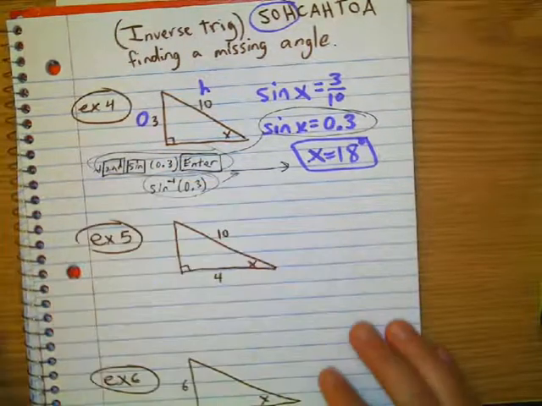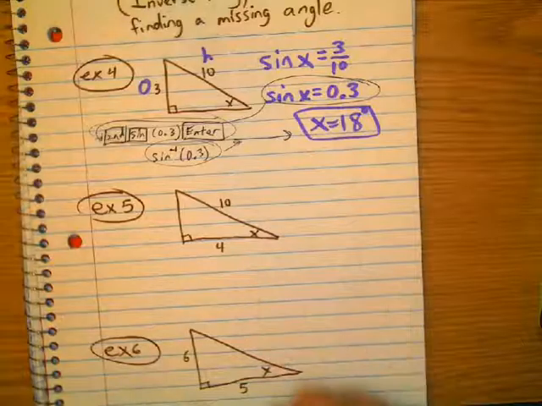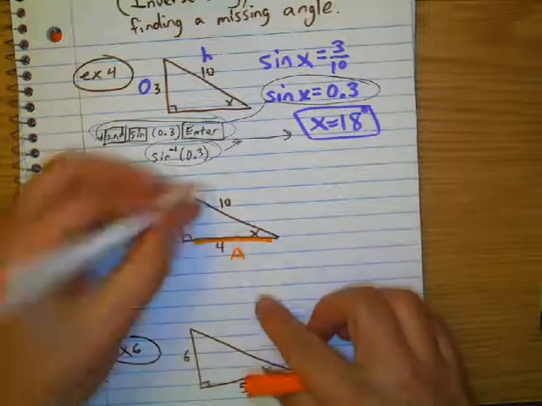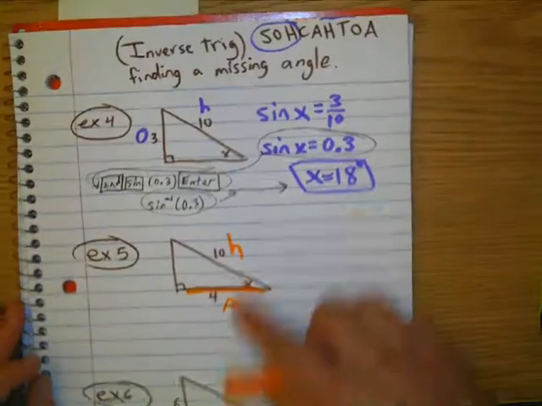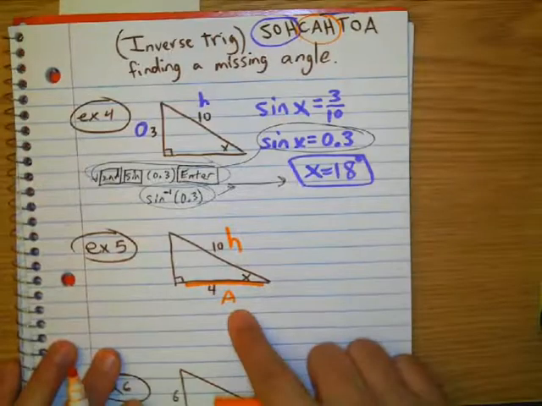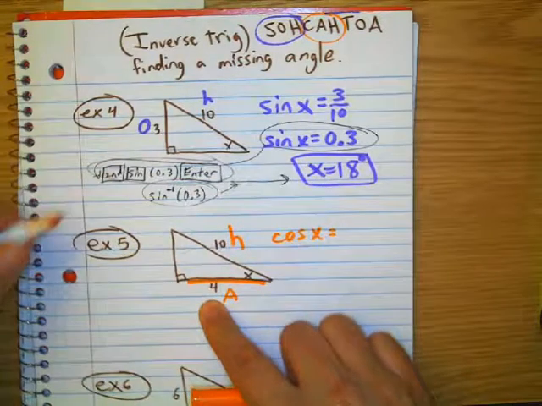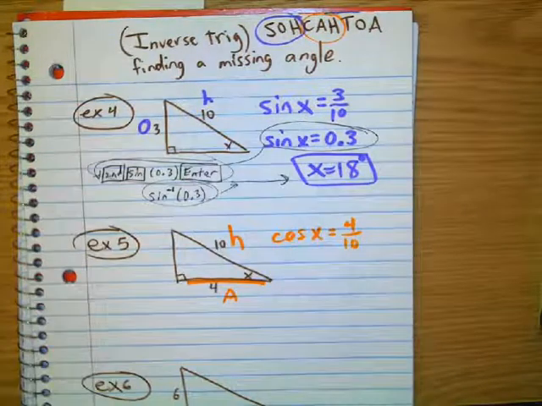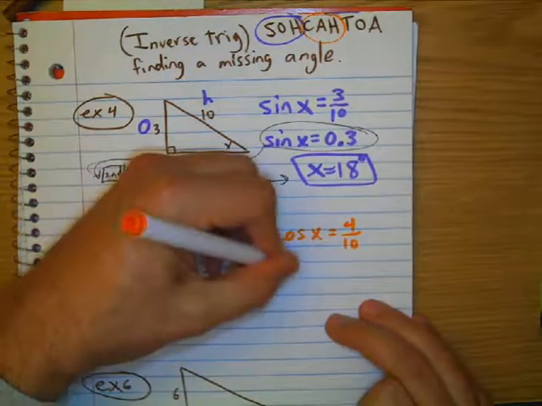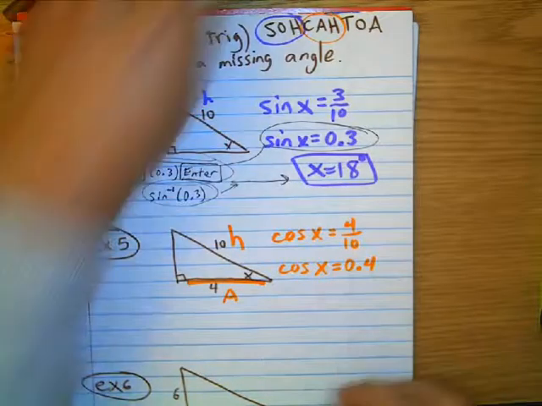Okay. Now let's look at the next one here. We've got this is touching the angle here, so this is adjacent. This is across from the square, it's hypotenuse. So when we have adjacent and hypotenuse, we're going to be using cosine, right? So cosine x equals adjacent over hypotenuse, 4 over 10. Now 4 over 10 is 0.4, right? So I can say cosine x equals 0.4. So let's do the calculator way first.